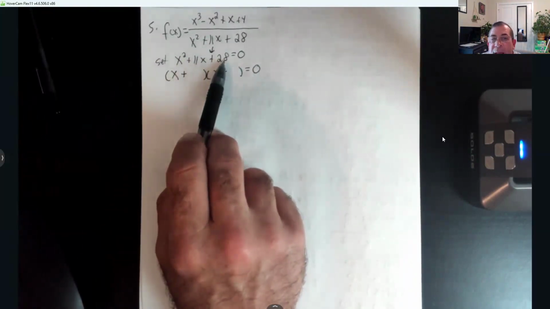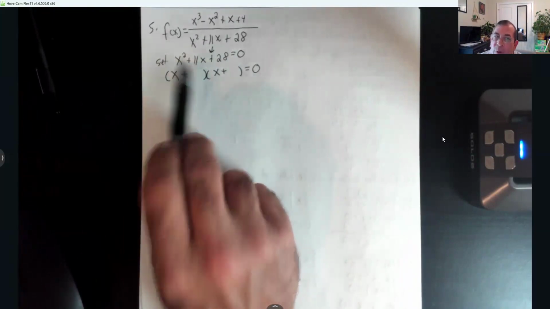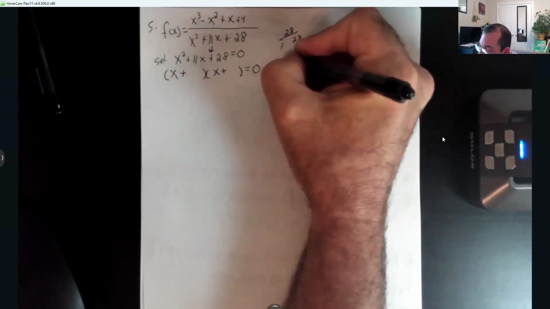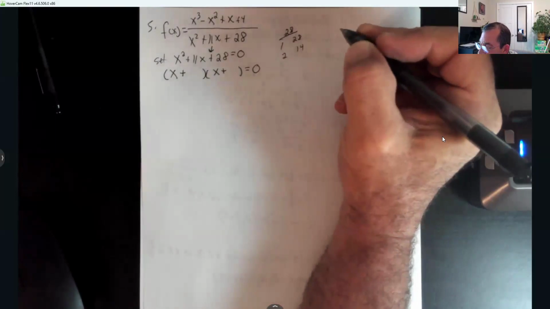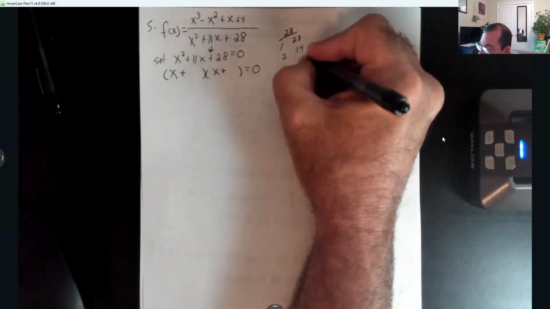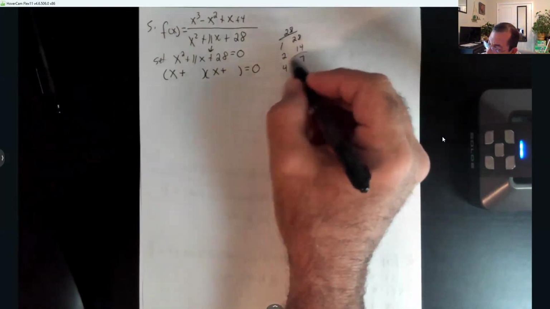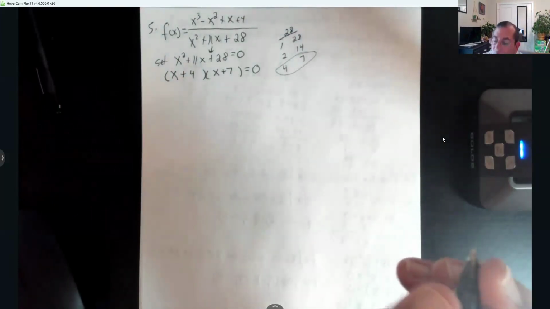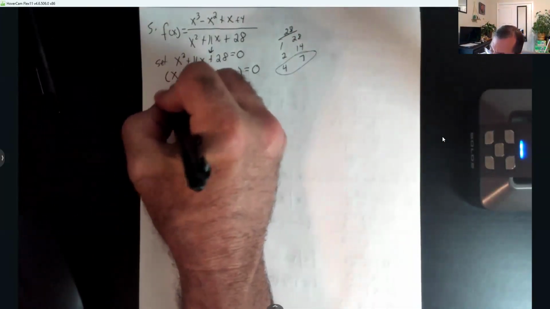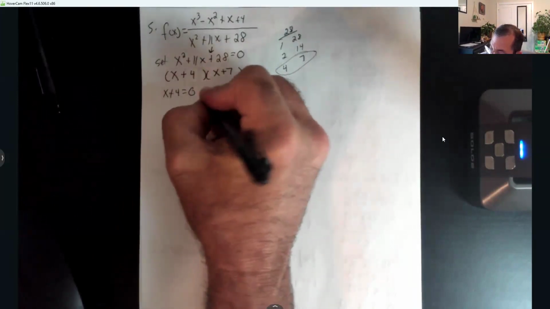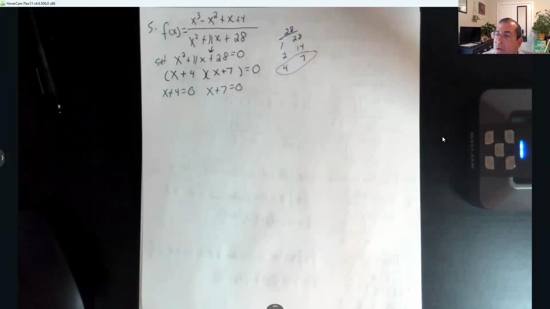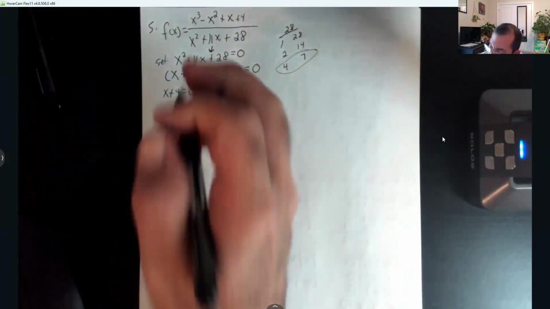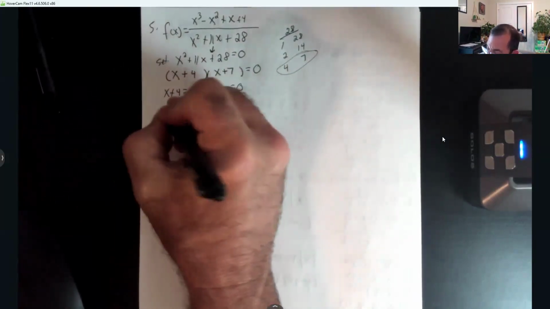Factors of 28 that will add to equal 11. So 28 is 1 and 28, 2 and 14, and then 4 and 7. The pair I need are 4 and 7. So we've got it factored. Now let's find our zeros, or our solutions. Both of these were positive, so all we're going to do now is make them both negative by subtracting.